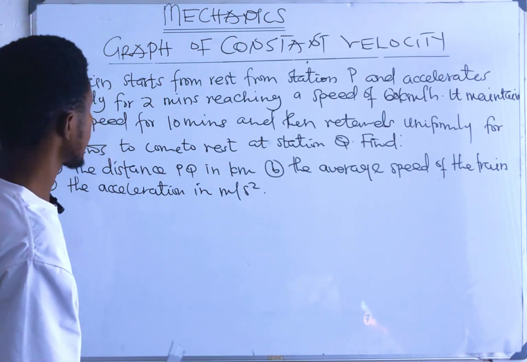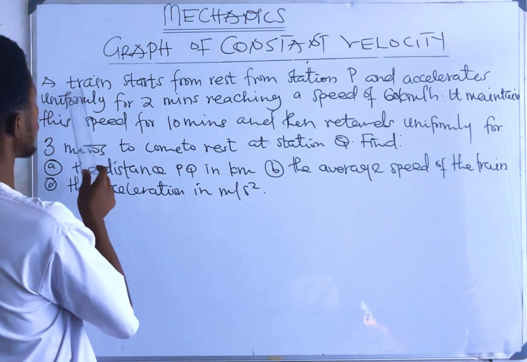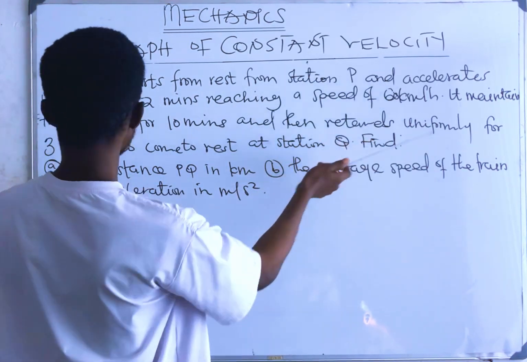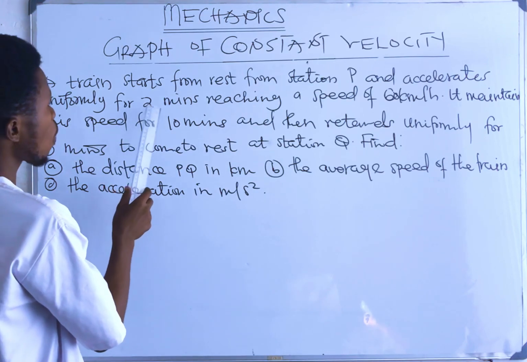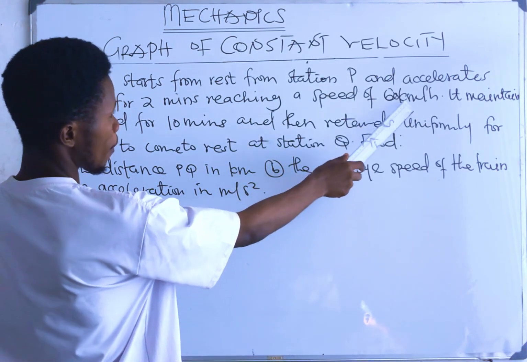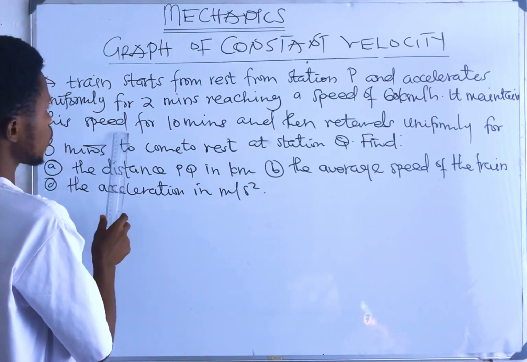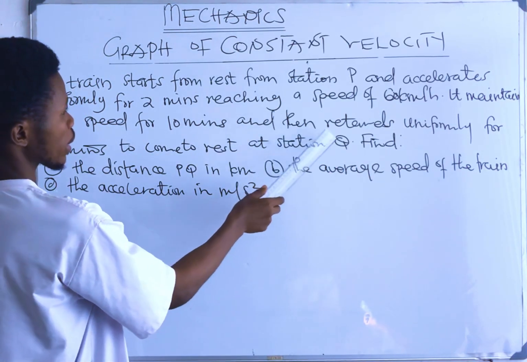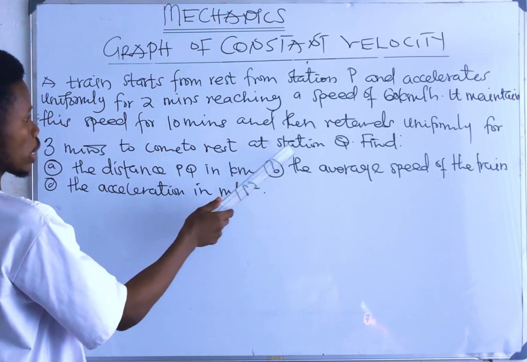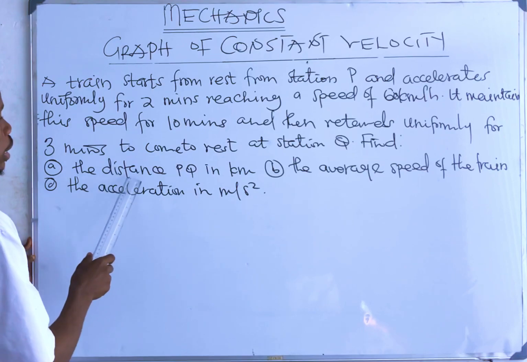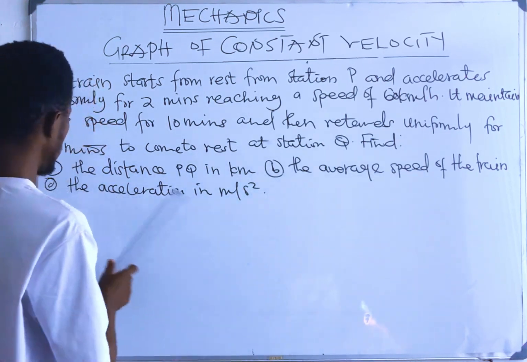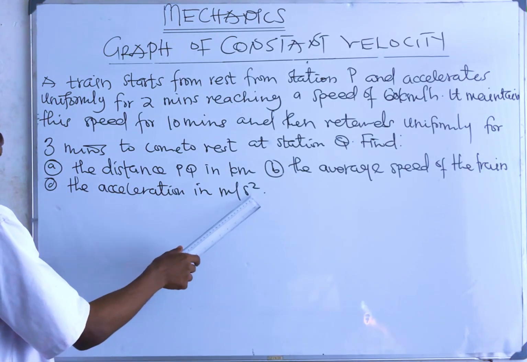Now let's look at the first example. A train starts from rest from station P and accelerates uniformly for 2 minutes, reaching a speed of 60 kilometers per hour. It maintains this speed for 10 minutes and then retards uniformly for 3 minutes to come to rest at station Q. Find: A, the distance PQ in kilometers. B, the average speed of the train. C, the acceleration in meters per second squared.